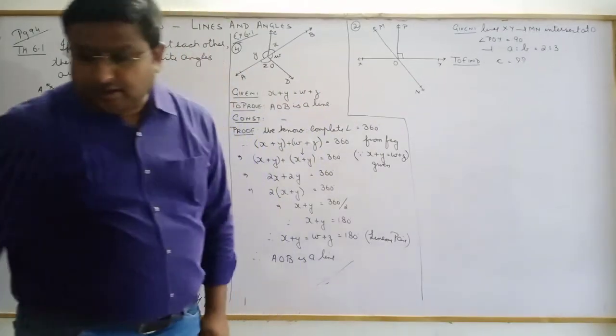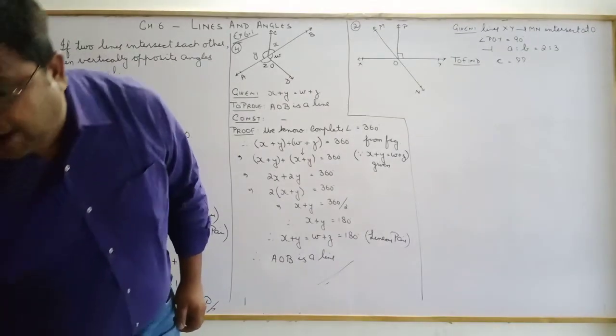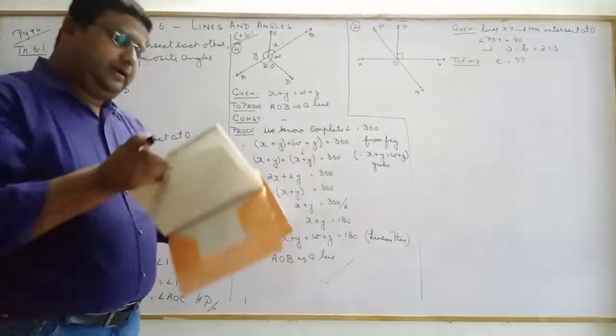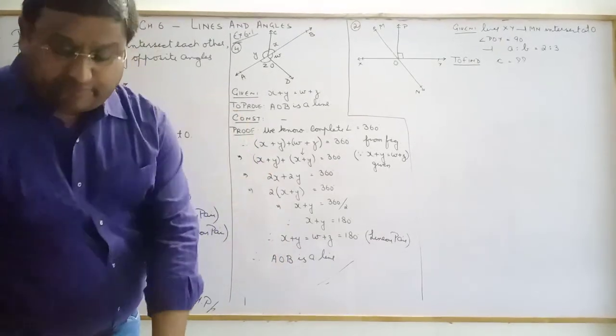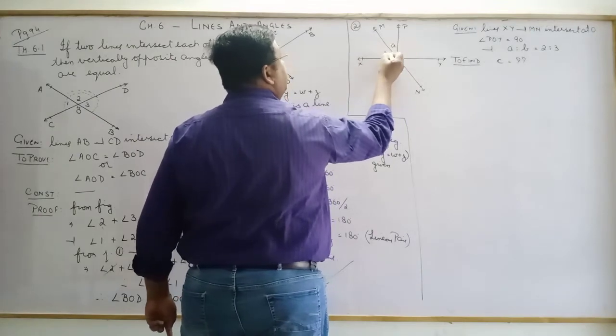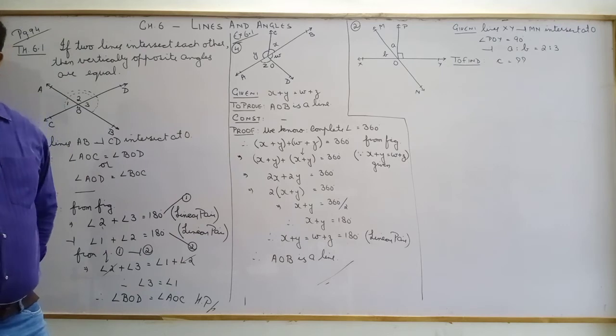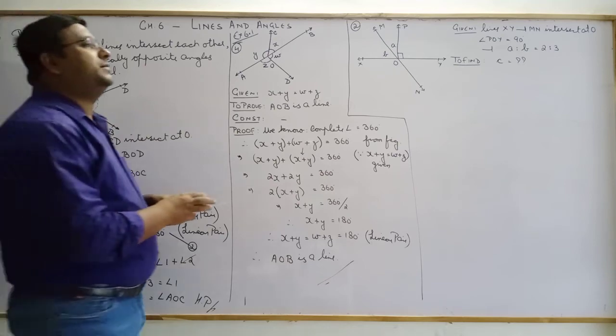Where is A and B? Can you see A and B? In my book, it is slightly different, so I am not able to identify A. This is A and this is B. The ratio is given. Let the common part be x.